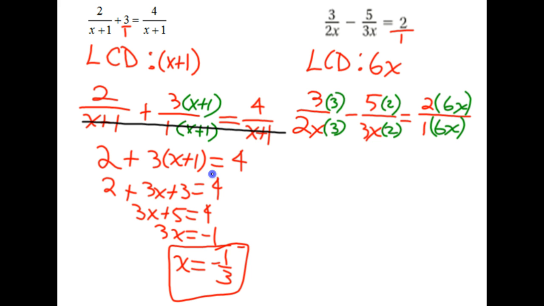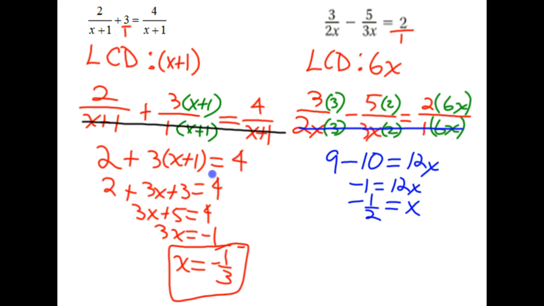Now that I've made everybody have a 6x on their bottom, I cancel those out. And I'm just left with, well, I'm going to cut to the chase. It would be 9 minus 10 equals 12x. Well, I get negative 1 equals 12x, so x must be negative 1/12.